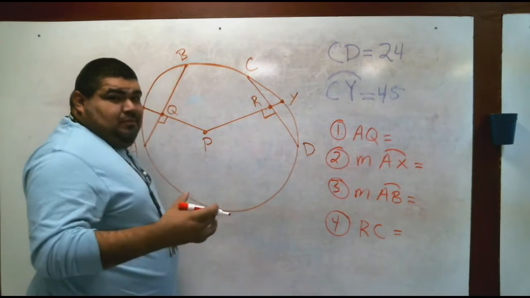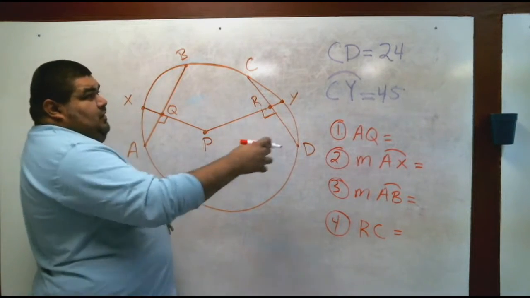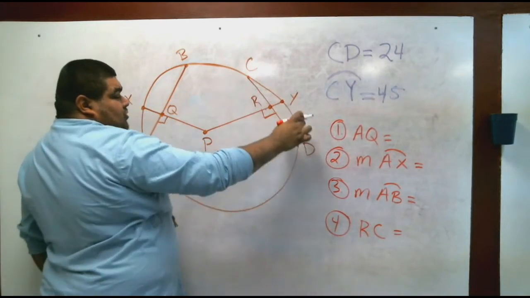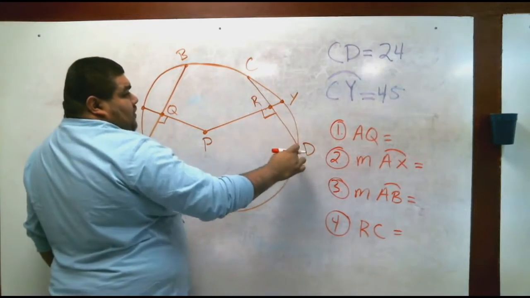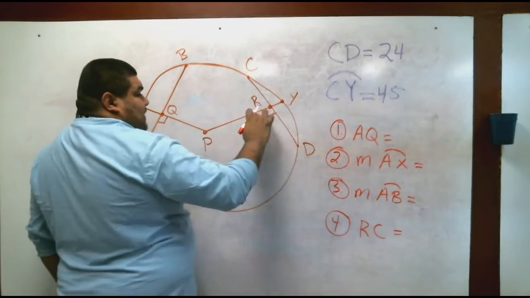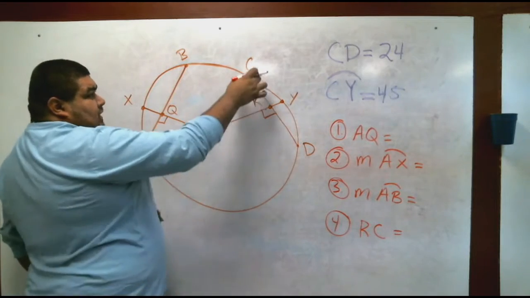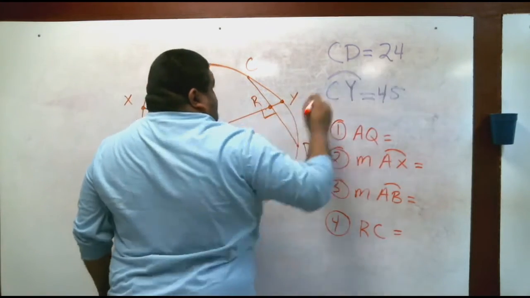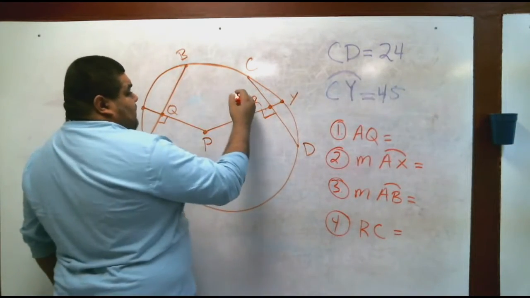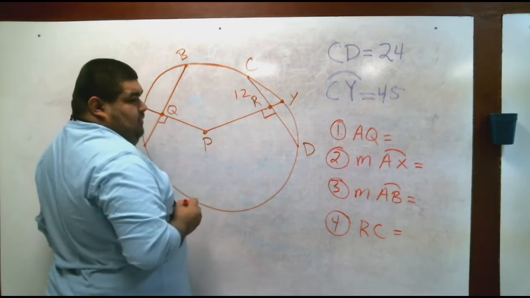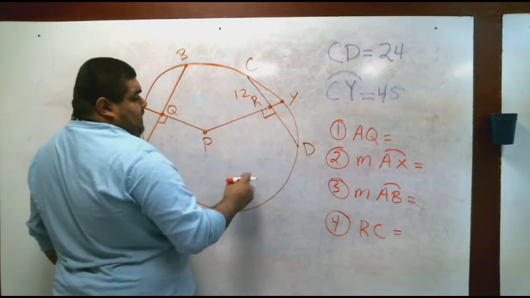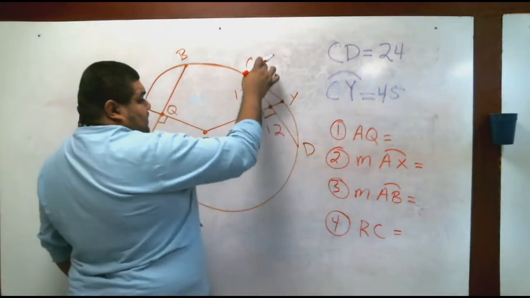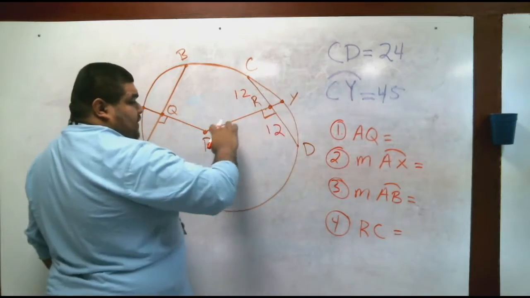All right, so the way we're gonna find all these things is the following. We can plug in actual measurements in the circle, okay? It says CD equals 24, meaning from C to D is 24. Remember that the radius cuts that in half. So we know that CR is half of 24, which is 12, okay? That means that RD is also 12, because we cut it in half, because it's two parts, okay? The radius cuts it in half.